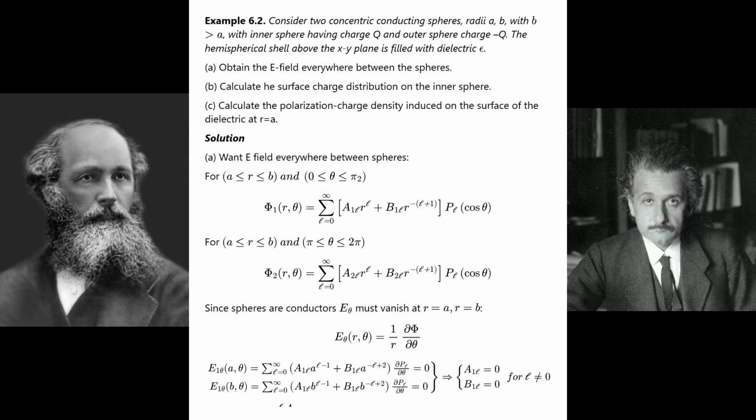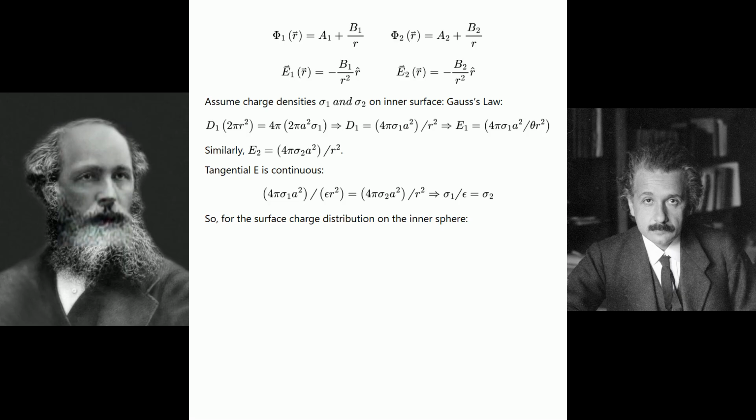See the next equation. Same result for two cases. Case 1, A sub 2l. Case 2, B sub 2l. So, see the equation shown. See the next equation. Assume charge densities sigma sub 1 and sigma sub 2 on the inner surface. Gauss's law. See the next equation. Similarly, E sub 2 equals 4 pi sigma sub 2 a squared, divided by r squared. Tangential E is continuous. See the equation shown.